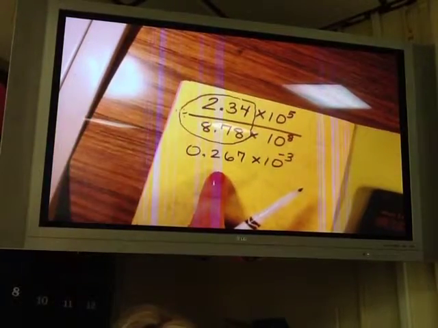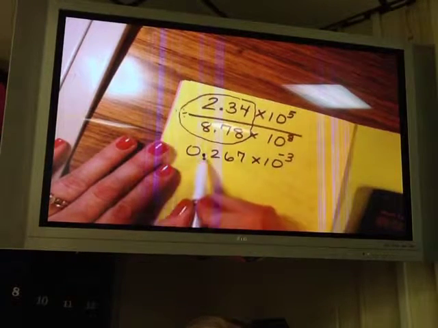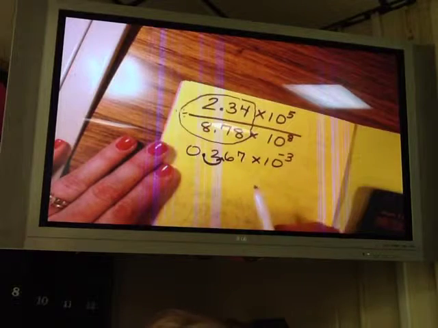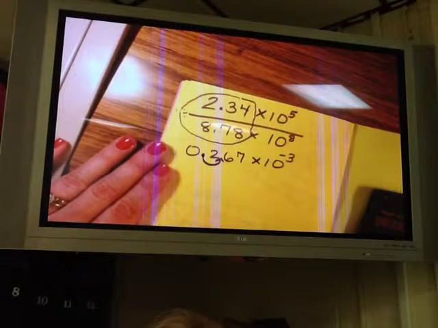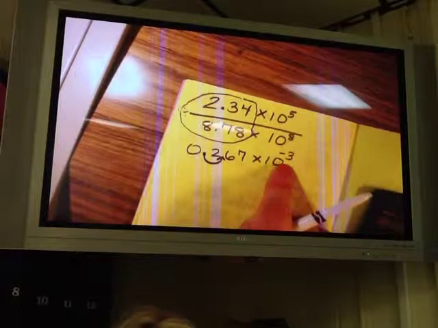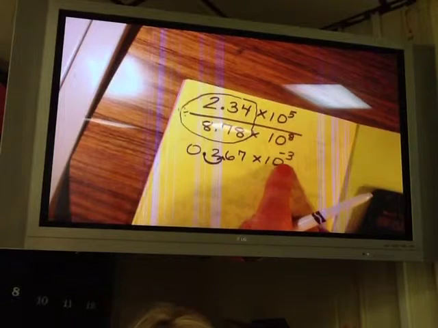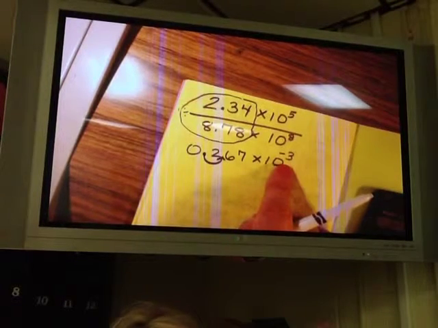I need to make it a number between 1 and 10, so I'm going to move it to the right. How many spaces? 1 space to the right. If I move it to the right, my exponent gets smaller. Okay, be careful. Smaller when you're negative gets further and further away from 0. So if I'm getting smaller with a -3, what's it going to be?